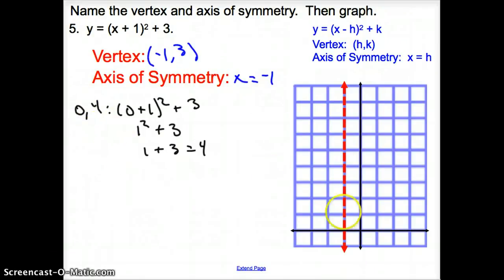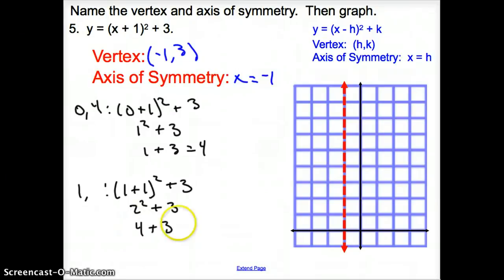Next, I pick another point bigger than 0. It's going to be 1. And so I'm going to plug 1 in for that x. So I have 1 plus 1. That's going to be squared plus 3. So I come up with 2 squared plus 3. I get 4 plus 3, which gives me 7. So it's going to be 1, 7 for your coordinate point.